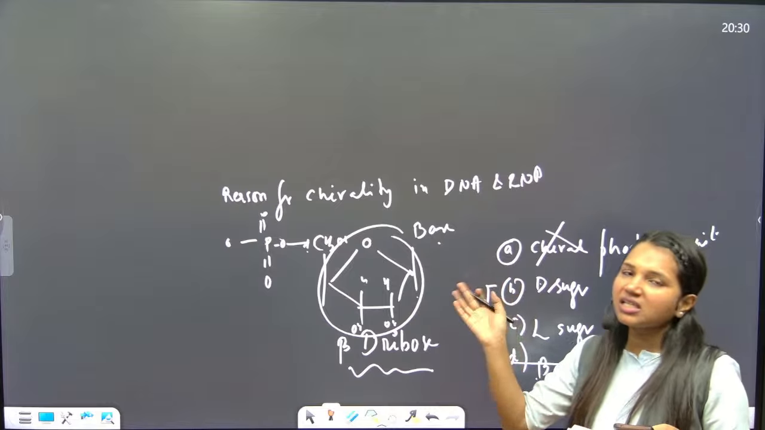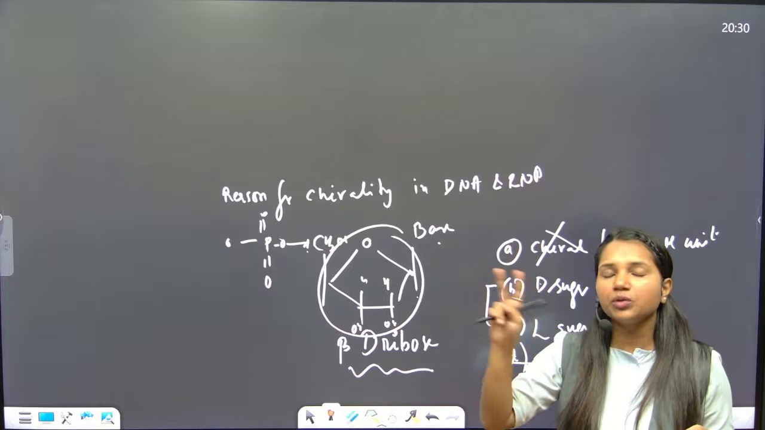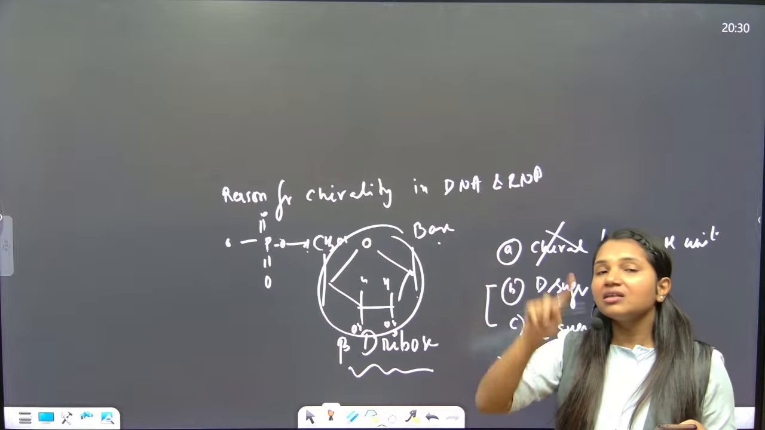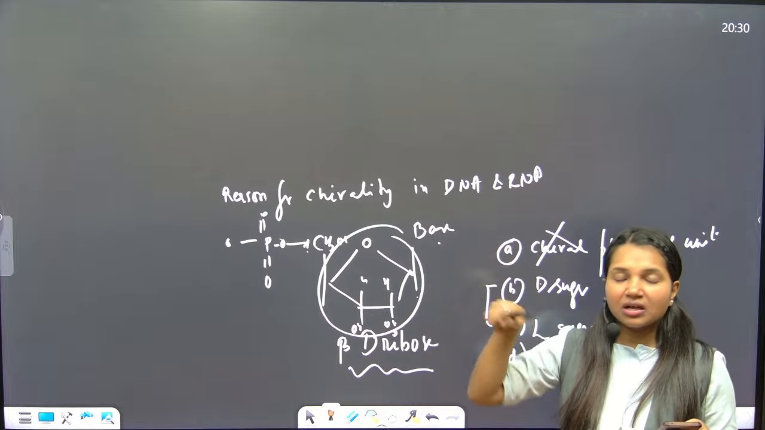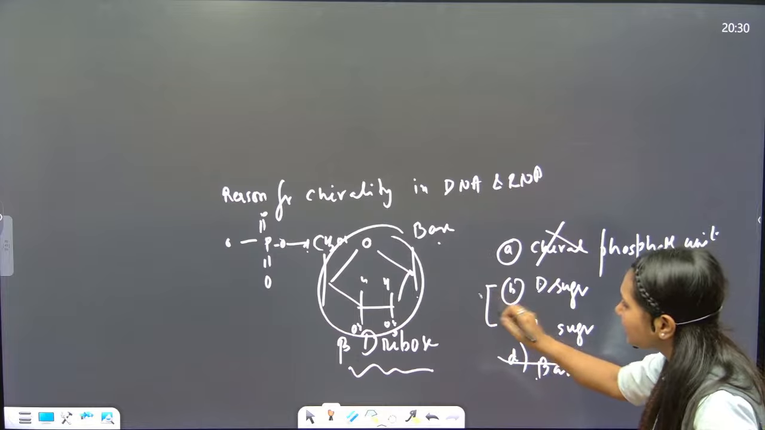Base, again, base does not have any chiral center. You know there are two types of bases, pyrimidine and purine, and this is in the cyclic structure. All are double bonds. There is no chiral center. So the correct answer for this is D sugar.